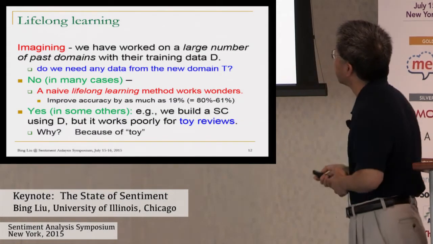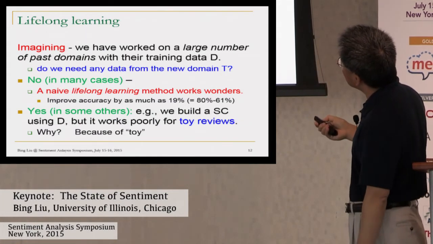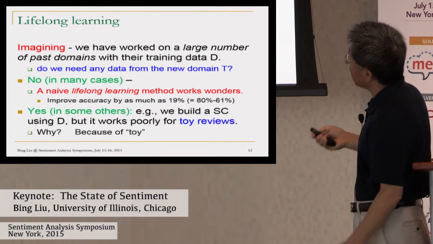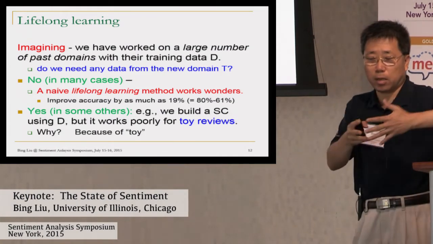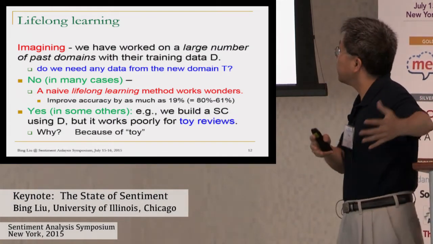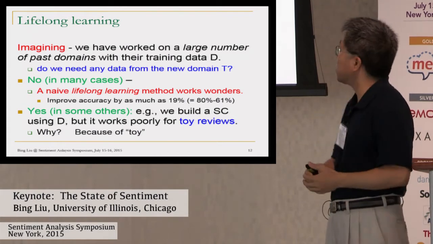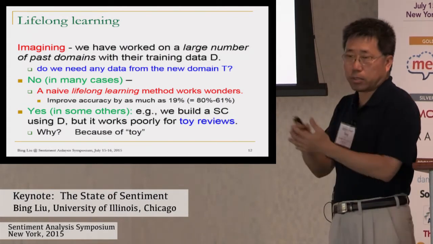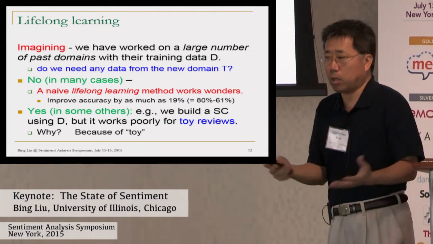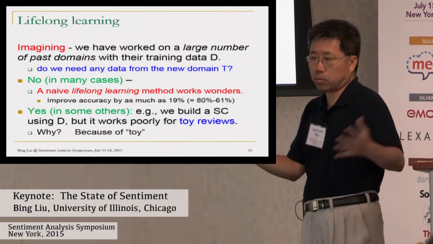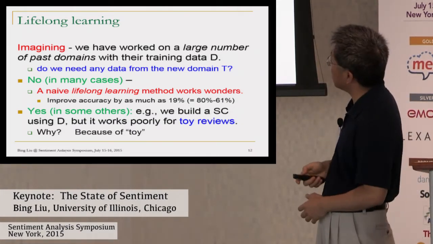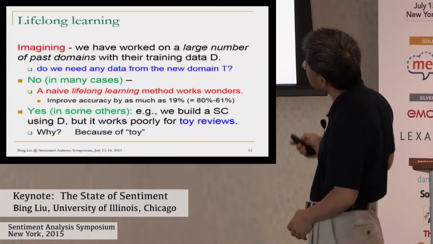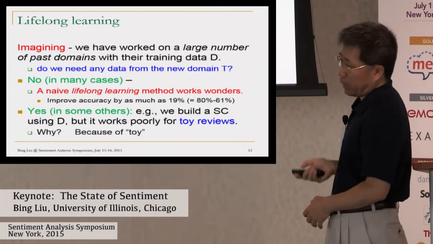because as we said, we can do a lot of stuff. So imagine we have worked on a large number of domains in the past. I'm sure a lot of companies have been doing that, and of course a lot of research institutes have been doing that too. And of course there's also a lot of data. You can do that without much trouble. You can scrape all of Amazon's data and then do everything. And do we need new data at all?